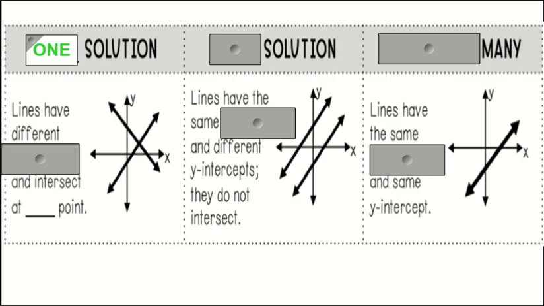Now it says one solution, but that's still like the ordered pair, the X and the Y value, okay? So you're still getting the 2 variables. The lines have different slopes, and obviously if it's one solution, they cross at one point, or intersect at one point.